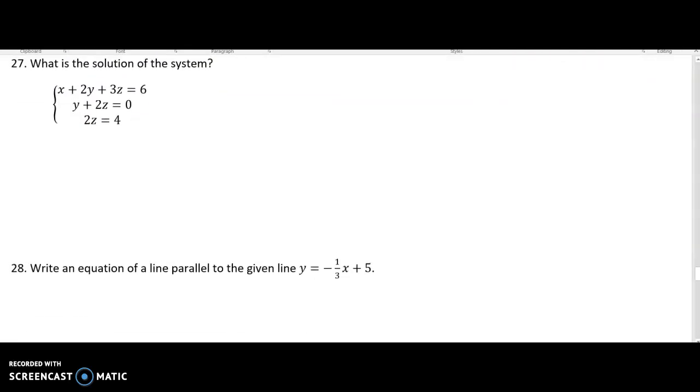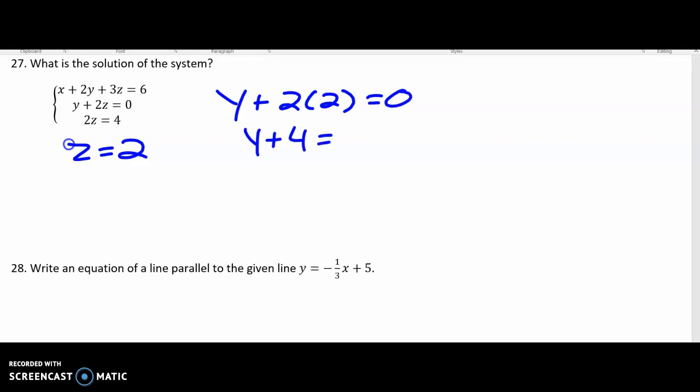Number 27, solution to the system of equations here. So there's three. Remember, we start at the bottom, work our way up. So first things first, I have 2z equals 4. To figure out z, all I gotta do is divide by 2, so z is 2. Now I'm gonna take that 2 and plug it into the line above it. So I have y plus 2 times 2 is equal to 0. So I would end up with y plus 4 equals 0, which tells me that y is negative 4.